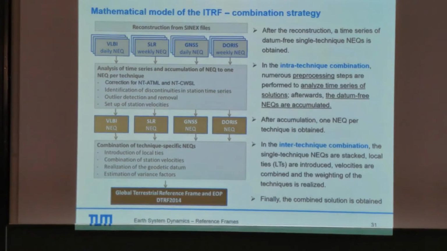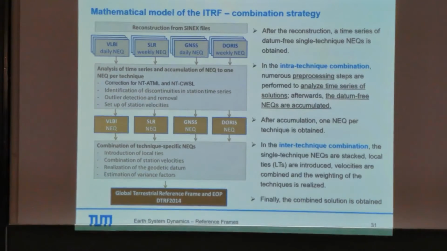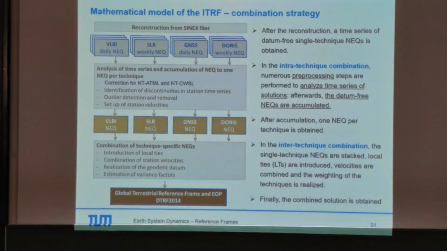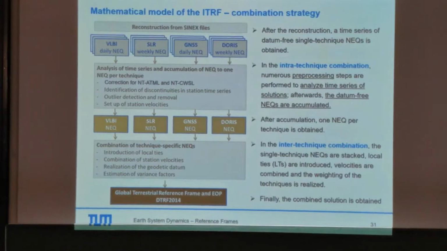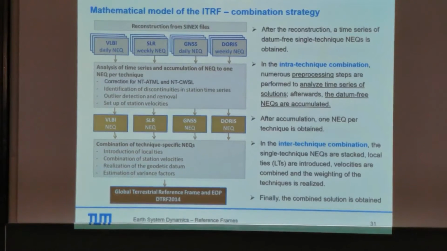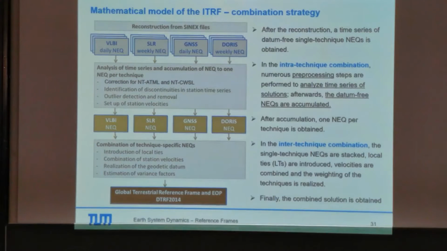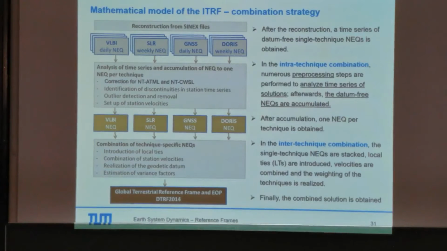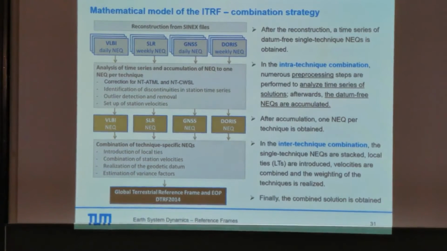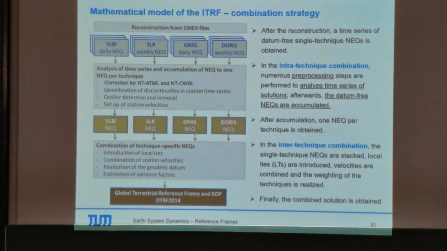So this is really important. In the combination approach at DGFI, we combine normal equations, so this AᵀA matrix, and our combination procedure is mainly based on two different steps. The intratechnique combination, where this here is really important, and the intertechnique combination, where then everything is put together, datum is added, and we obtain the solution. Is this now clear, the velocities and the discontinuities?